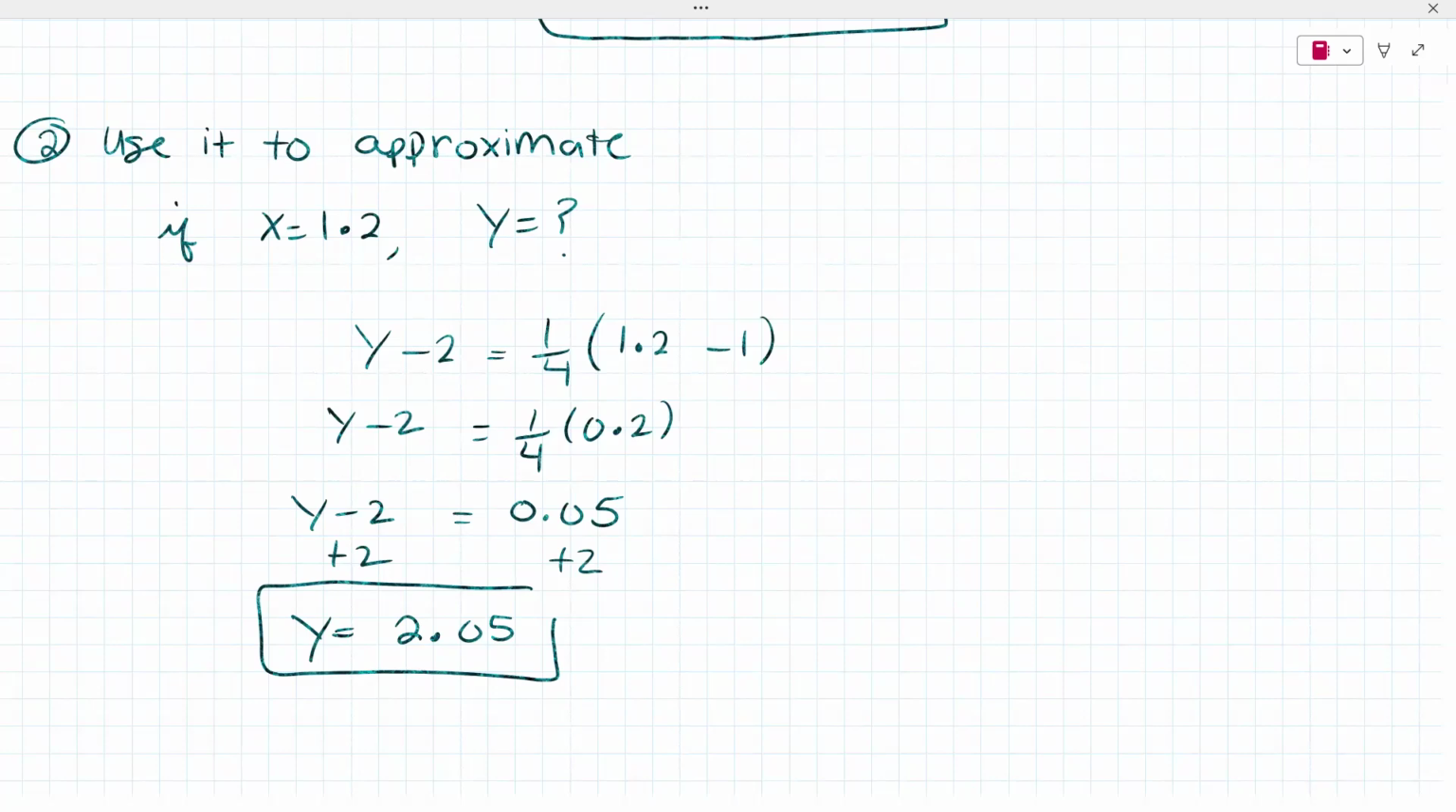Okay, so that's how you would approximate it. I would first find the coordinate, right? Then I would find the slope to find the equation of the tangent line, then put it in point slope form. And then once you have it in point slope form, you just substitute your x.